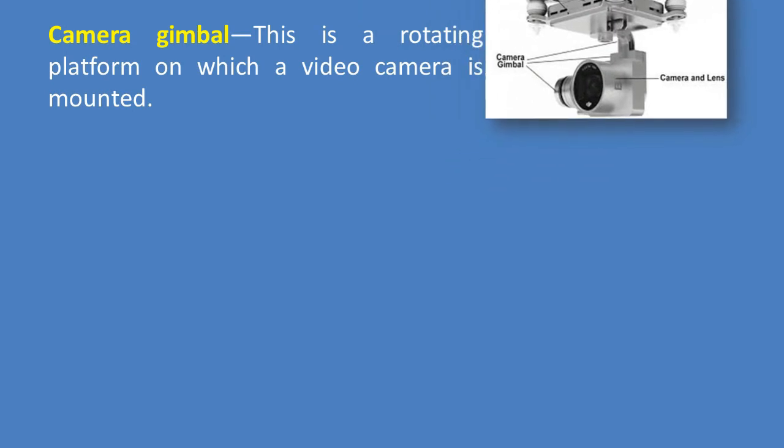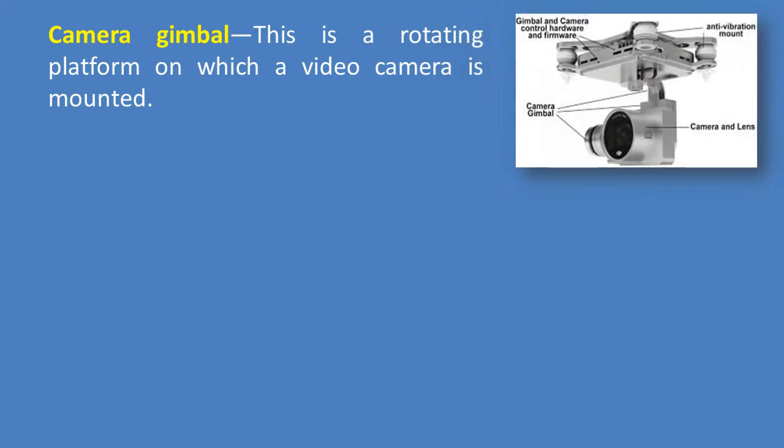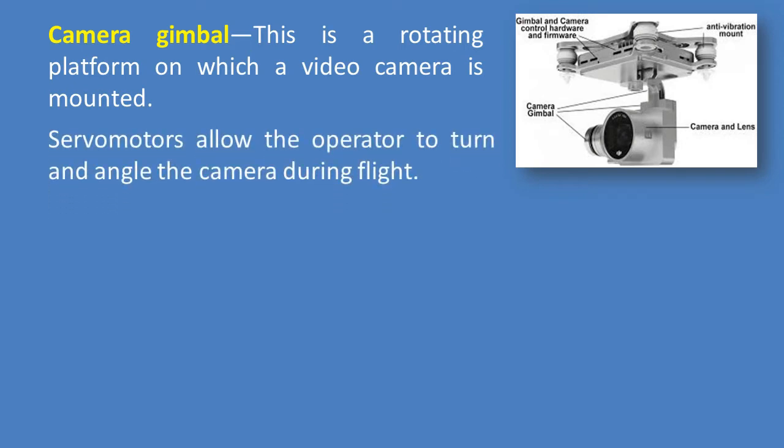Camera gimbal. This is a rotating platform on which a video camera is mounted. The image shown is the camera gimbal. The camera is mounted on this gimbal. Gimbal and camera control hardware and firmware is inside this box. The anti-vibration mount, you can see, is provided. Servo motors allow the operator to turn the angle of the camera during flight.